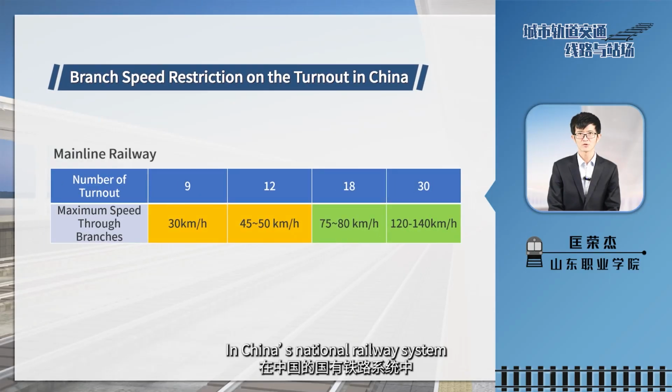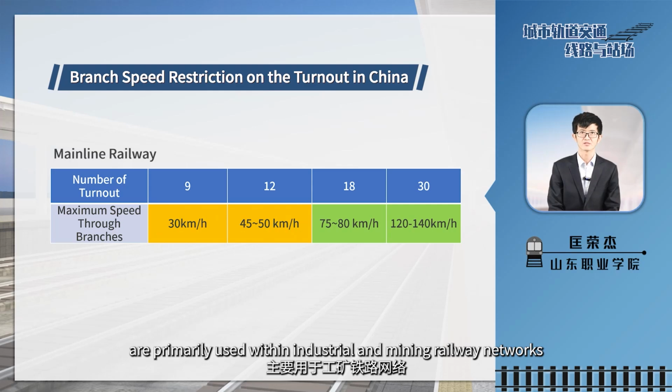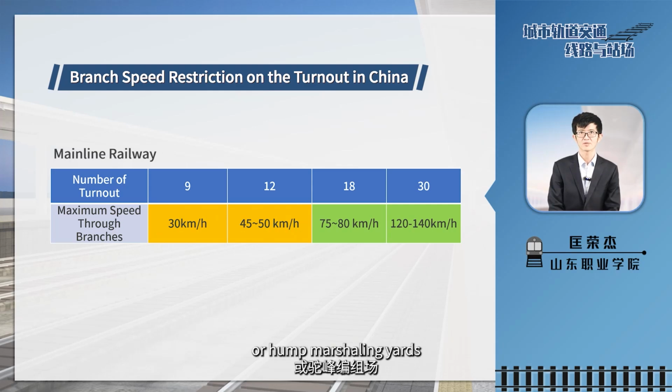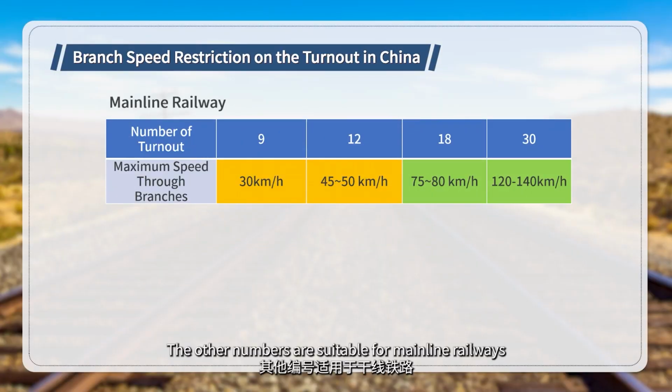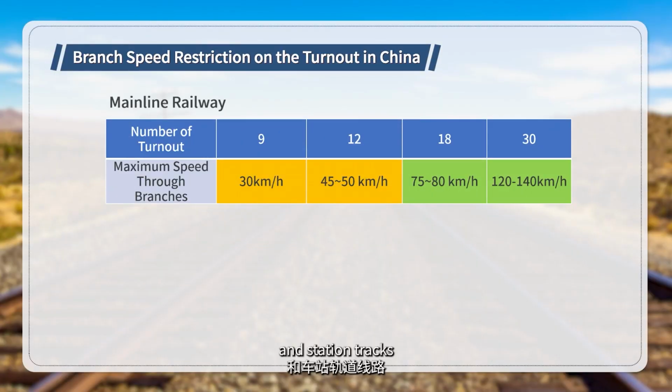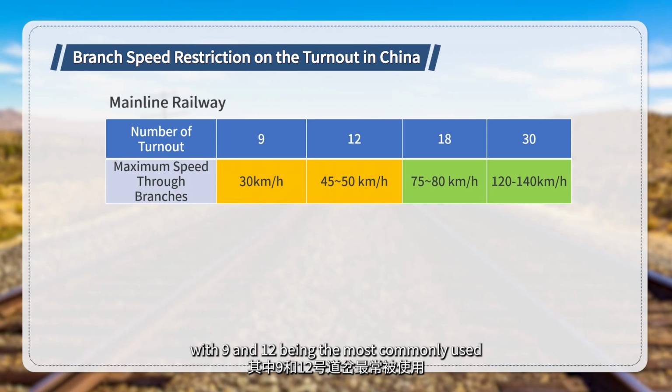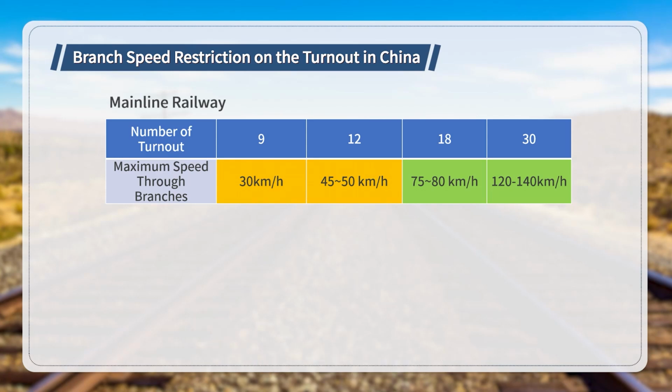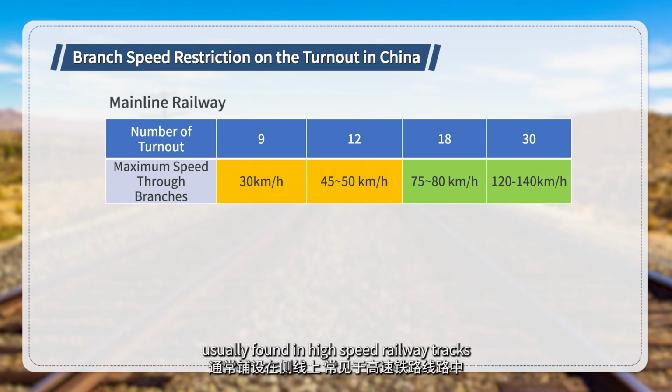In China's national railway system, the common railway turnout numbers indicated by the number of common crossing include 9, 12, 18, 30, and so on. Turnouts with a number of 9 or less are primarily used within industrial and minor railway networks or humping marshalling yards. The other numbers are suitable for mainline railways and station tracks, with 9 and 12 being the most commonly used. Larger number turnouts like the 18 and 30 are typically laid in sidings, usually found on high-speed railway tracks.